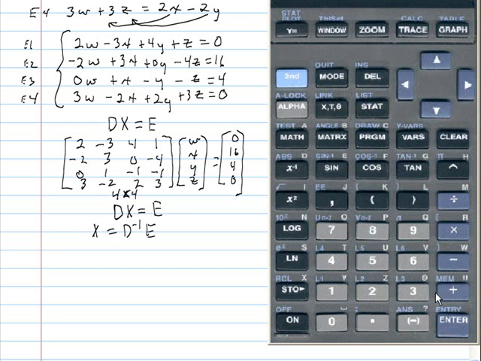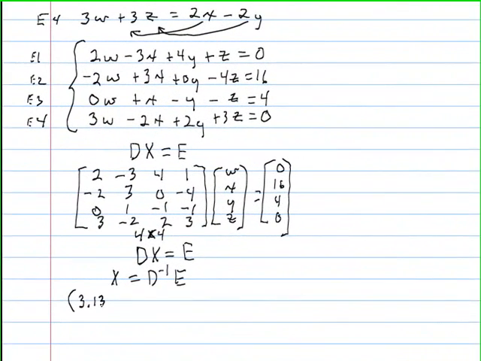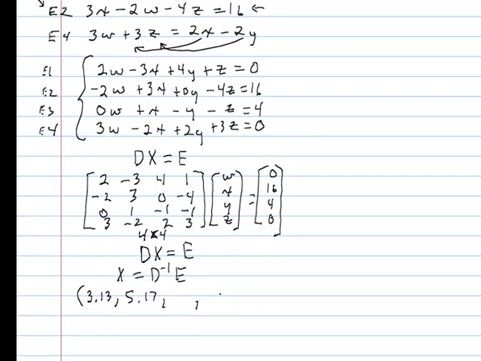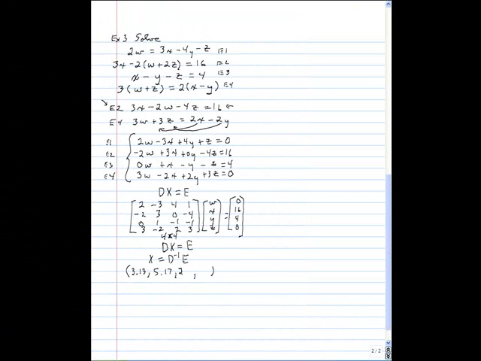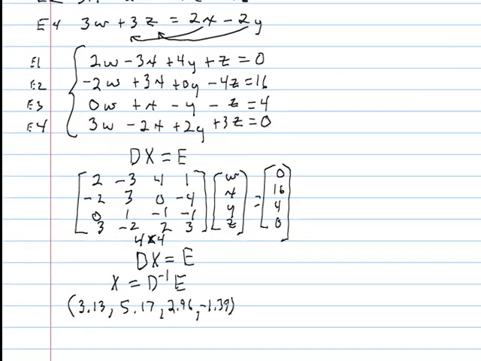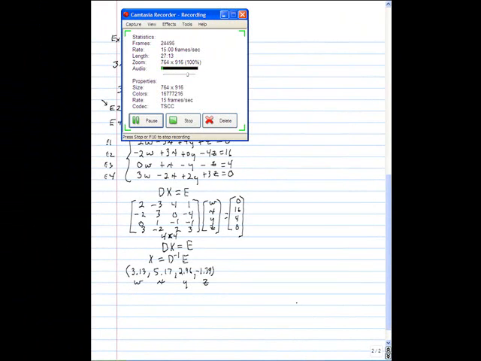3.13, 5.57, so let's see, 3.13, 5.17, and we need 2 more answers. Last 2 answers are 2.96 when I round, and negative 1.39. 2.96 and negative 1.39. That's W, X, Y, and Z. And that completes the podcast on solving systems using x equals A inverse B.